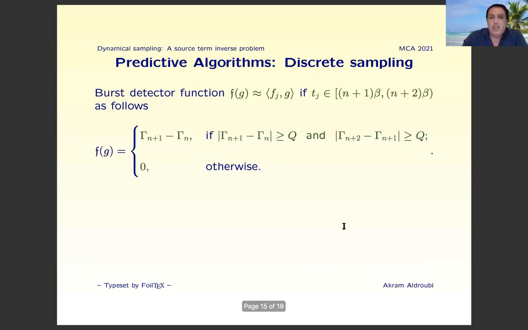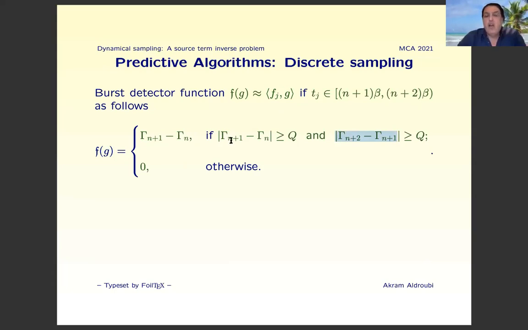Now we have to be able to distinguish which interval, n to n plus 1 beta or n plus 1 beta to n plus 2 beta, the bursts occur in, and we can do that. I'm not going to go too much into the detail, but we will find an approximate value of the inner product of our burst, if it exists, in this interval, by saying this number is going to be the difference if we pass a threshold between n plus 1 and n, and n plus 2 and n plus 1, this threshold that I showed you before.